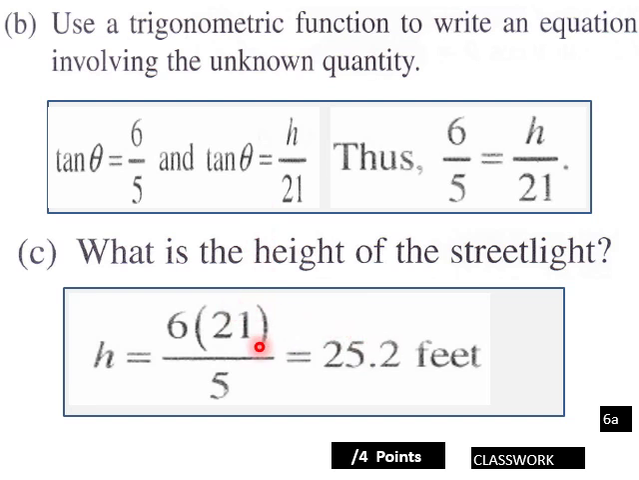So what would the height of the street light be? When you do your cross multiplication here, 5 times h equals 6 times 21, that would be the way I would do it. They solve for h here, so they multiply both sides by 21, 6 times 21 over 5, and you get 25.2 for h. That would be the way they would do it. 5h would be the same thing, but they just solve for h here. And when they get 25.2, that would be the height of your street light by setting up this proportion here.